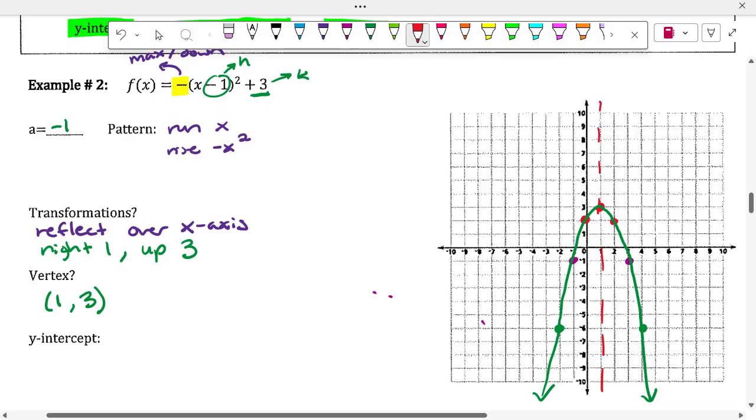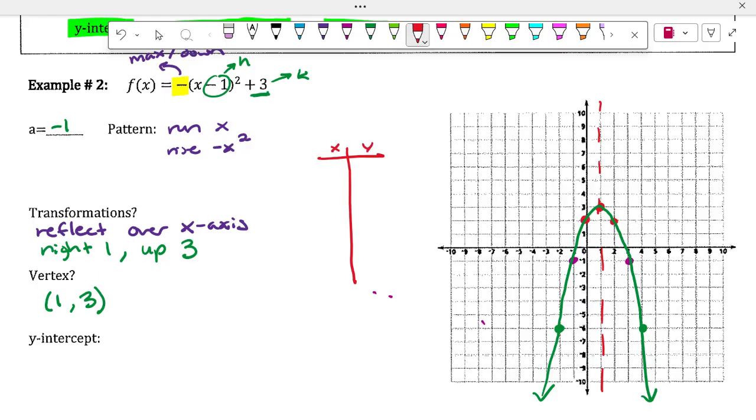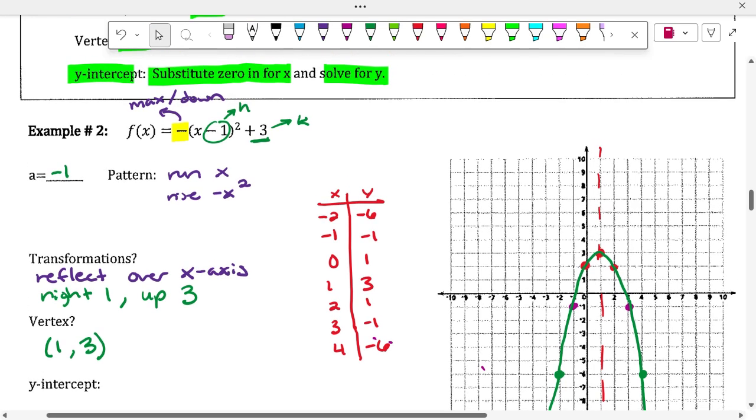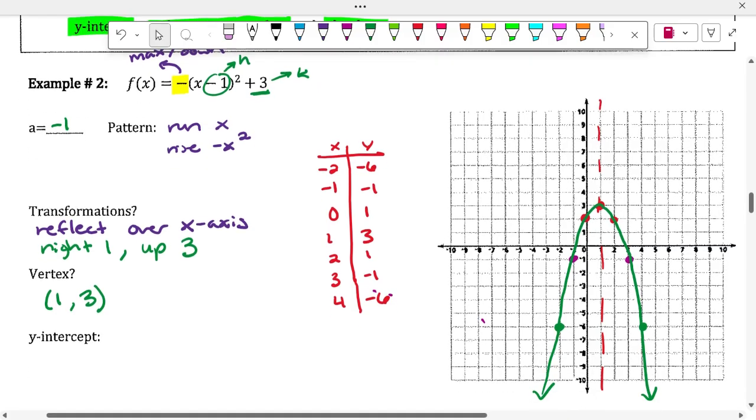Now, if I write out all my points, I have -2, -6, -1, -1, 0, 1, 1, 3, 2, 1, 3, -1, 4, -6. So if I put this function in my TI and generated the table, would I get the exact same table? Did you check it? Yes, you would. So what's the y-intercept?